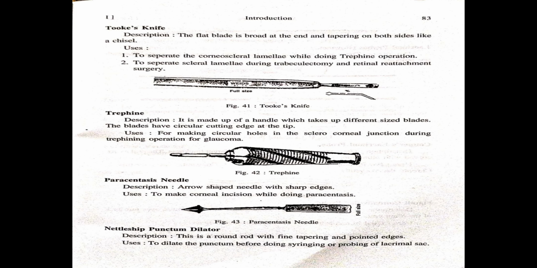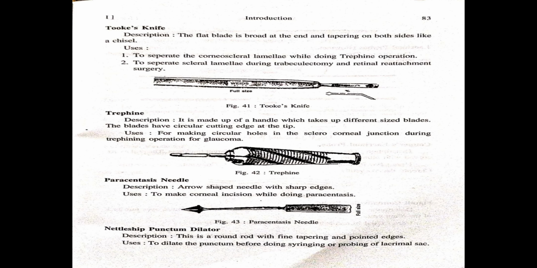Figure 41: Took's knife. Trephine. Description: it is made up of a handle which takes up different sized blades. The blades have a circular cutting edge at the tip. Uses: for making circular holes in the sclerocorneal junction during trephining operation for glaucoma. Figure 42: Trephine. Paracentesis needle. Description: arrow-shaped needle with sharp edges. Uses: to make a corneal incision while doing paracentesis.